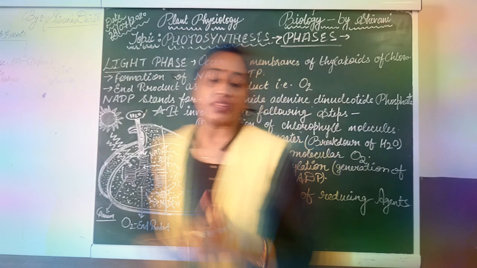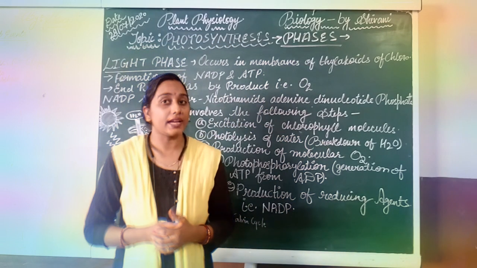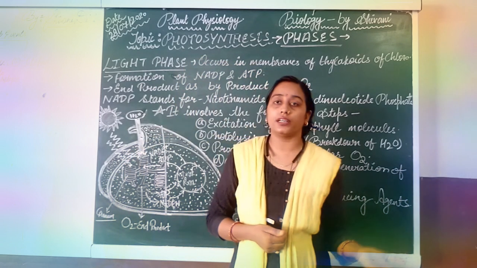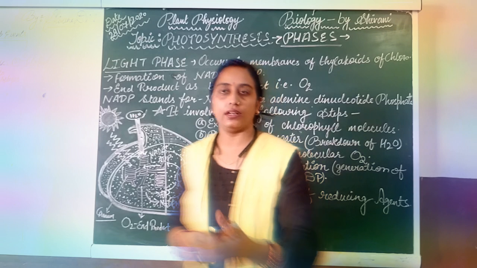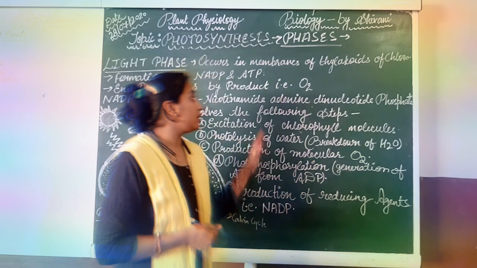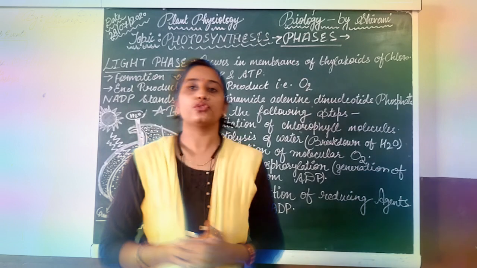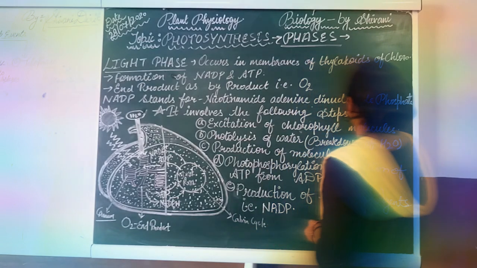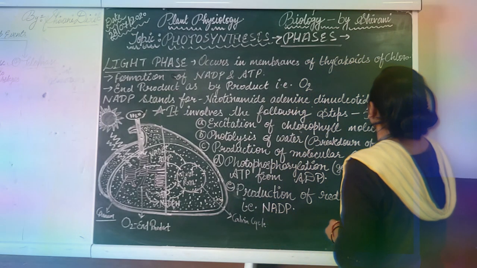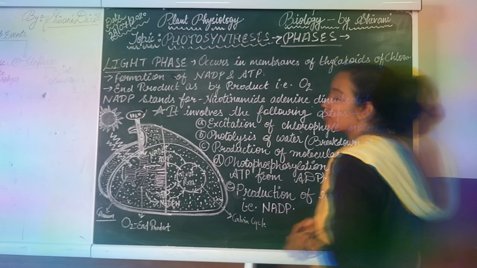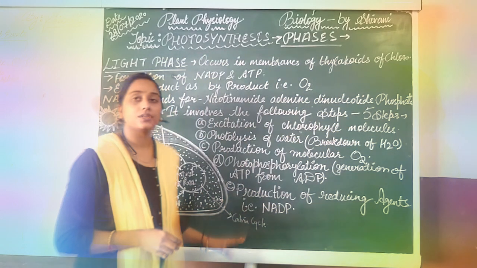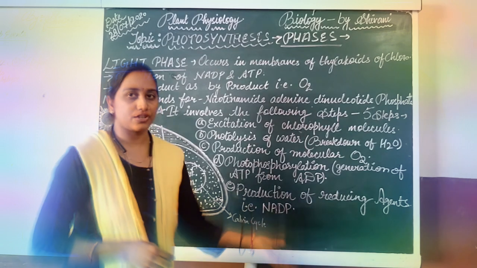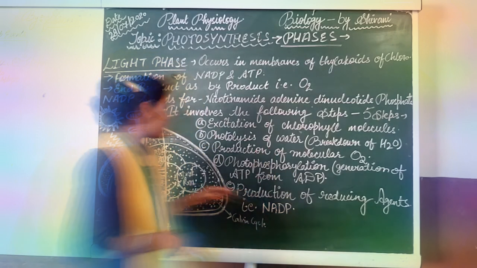Next, the light dependent phase is also known as Hill's reaction, and its other term is photochemical reaction, which contains various steps. We can say this process is completed within 5 steps. There are a total of 5 steps. First of all we will discuss the theory of these steps, then we will understand them with the help of the reactions going on inside the chloroplast.